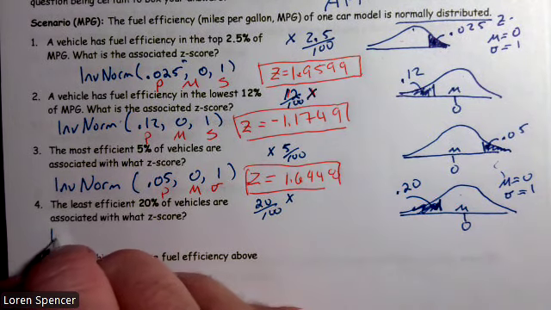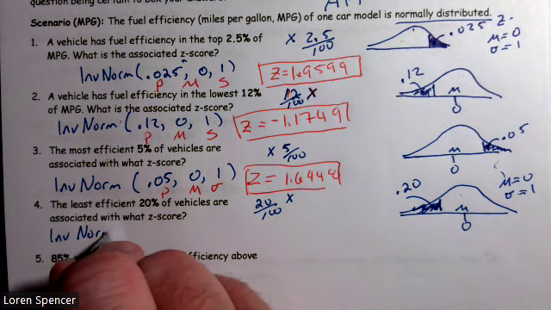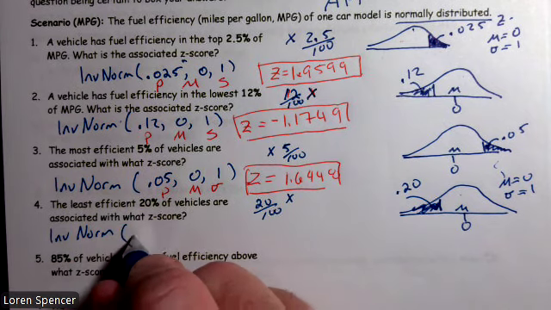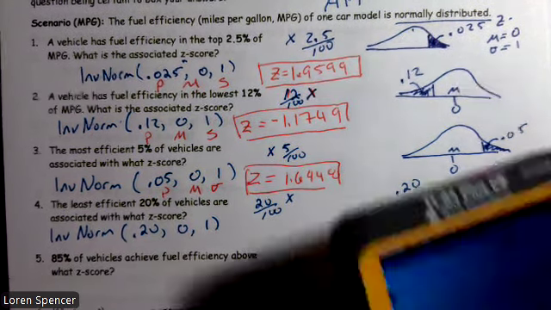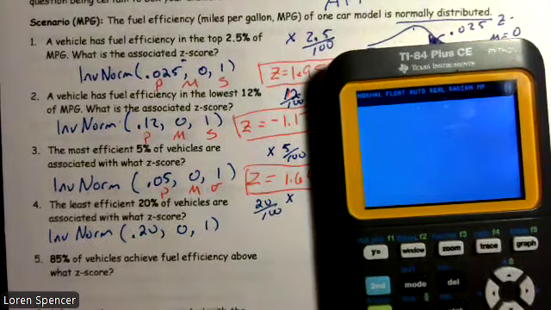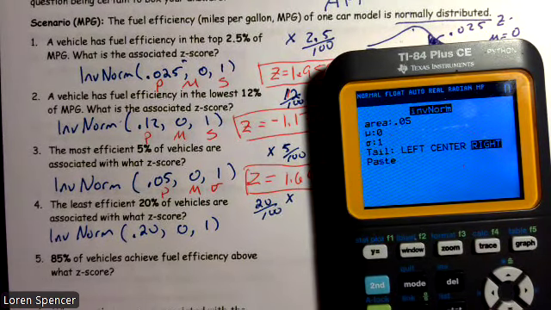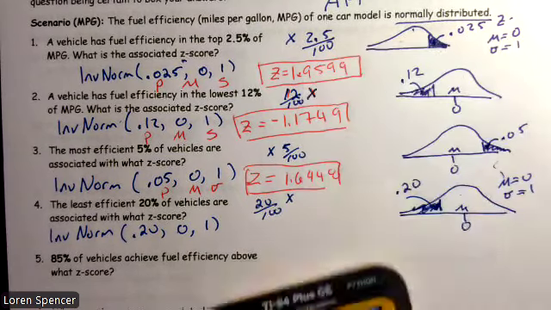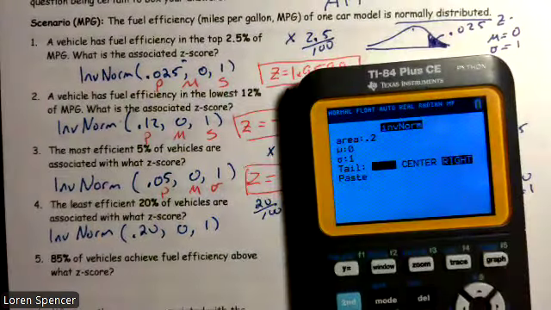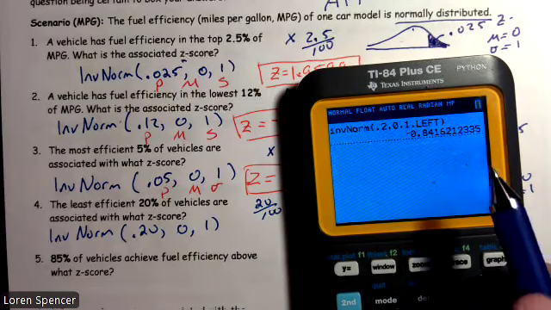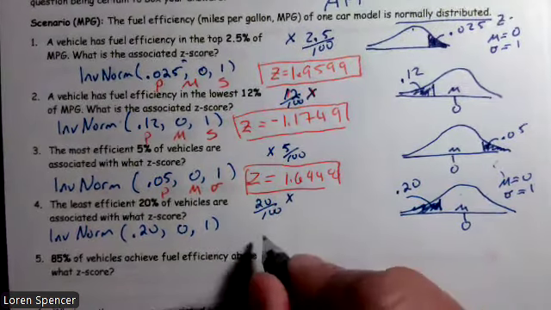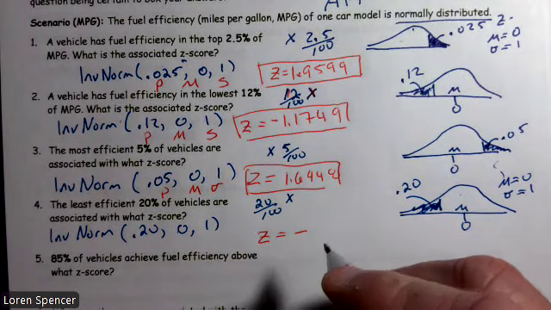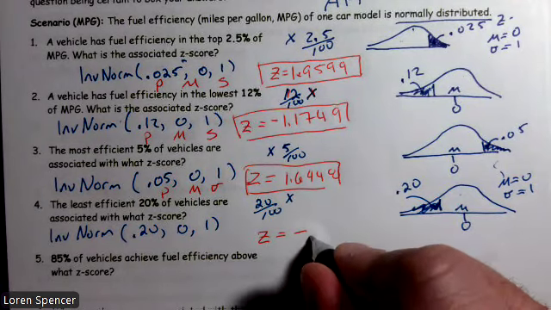So I have an inverse norm. And 0.20, that's my p-value, 0 and 1. Second VARS, inverse norm, 0.2, 0 and 1. All right, we shaded on the left-hand side, so we need to have left highlighted. And because we're below the mean, we're going to have a negative z-score. So z equals a negative 0.8416.